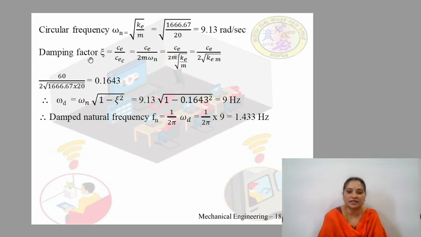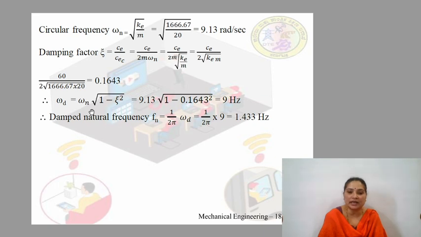Damping factor is nothing but the ratio of damping coefficient to critical damping coefficient. Again, the damping coefficient here taken is the equivalent damping coefficient, and the value of critical damping coefficient is nothing but 2m omega n. Substituting the values of the known quantities, we obtain the damping factor zeta as 0.1643.